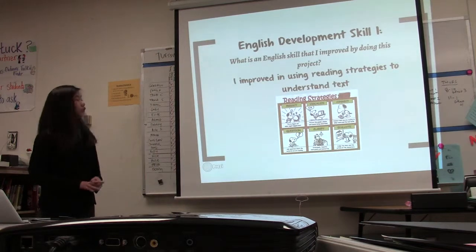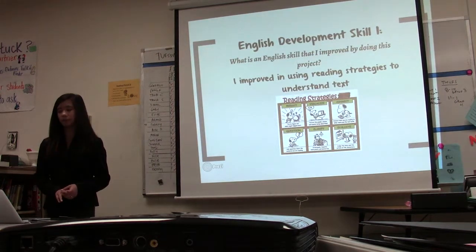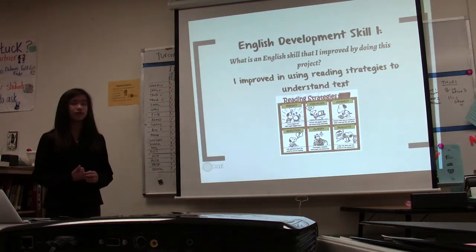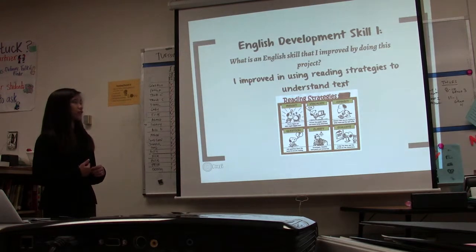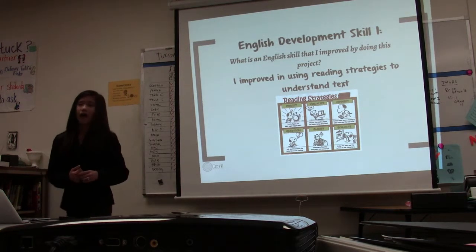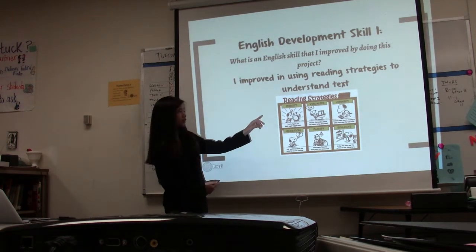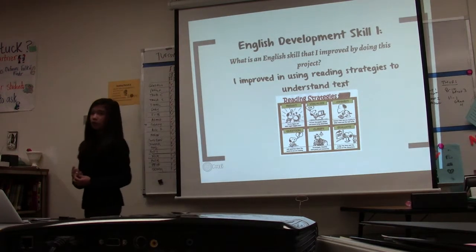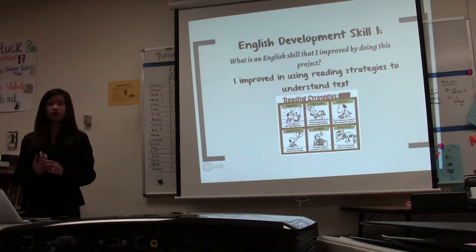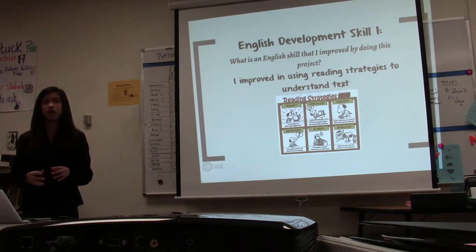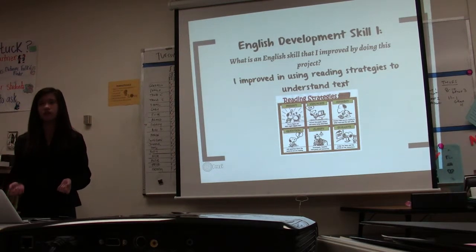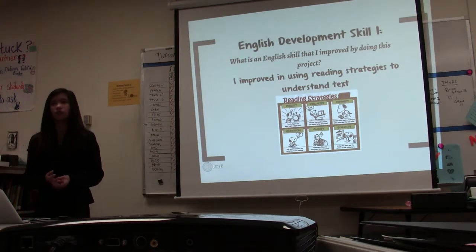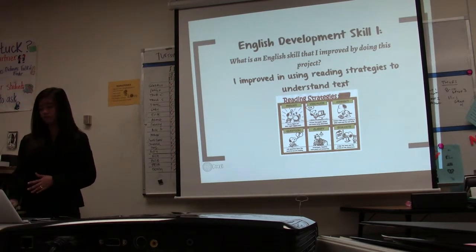Next one. English development skill number 1 is that I improved in using reading strategies and understanding text. I put a picture here saying: predict, visualize, connect, question, clarify, and evaluate. If you know how to do this, then you will understand your context. You will understand more complex reading. And if you can do that when you go to college, then you'll understand the lessons and you won't have complications.